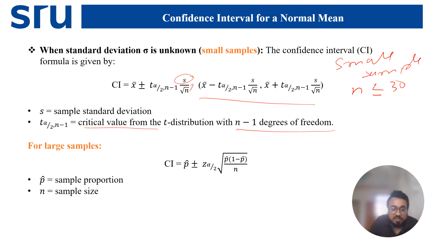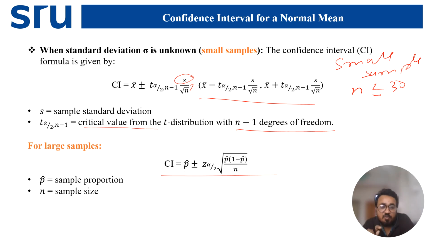And for the large sample, to find the confidence interval we will use this formula: CI equals p cap plus minus z alpha by 2 times the square root of p cap into 1 minus p cap by n. Here p cap is the sample proportion and n is the sample size. So this is all about the confidence interval for a normal mean.